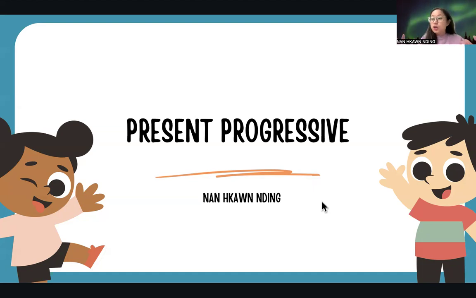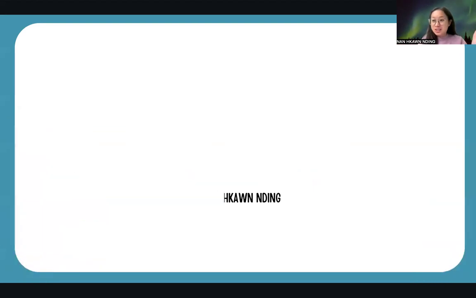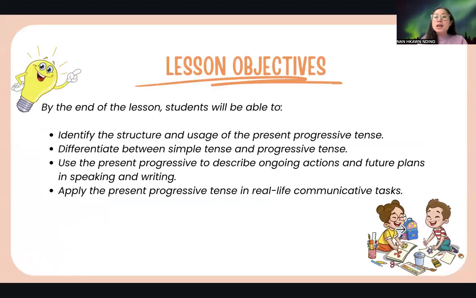Today we will have a lot of activities that will impress you and excite you. By the end of the lesson you will be able to identify the structure and the uses of present progressive tense, differentiate between simple present tense and present progressive tense, and use the present progressive to describe ongoing action and future plans in writing and speaking. Finally, you will be able to apply the present progressive in real life communication tasks as well.